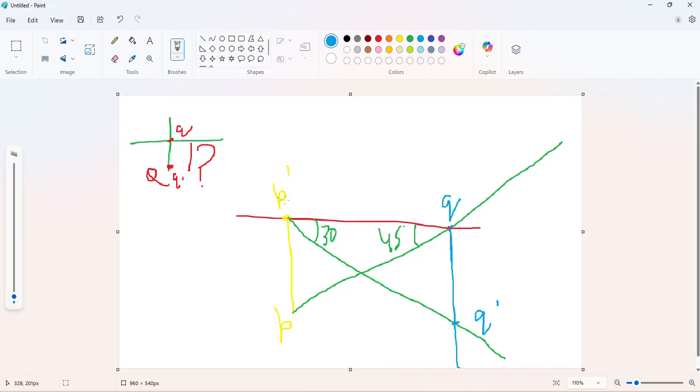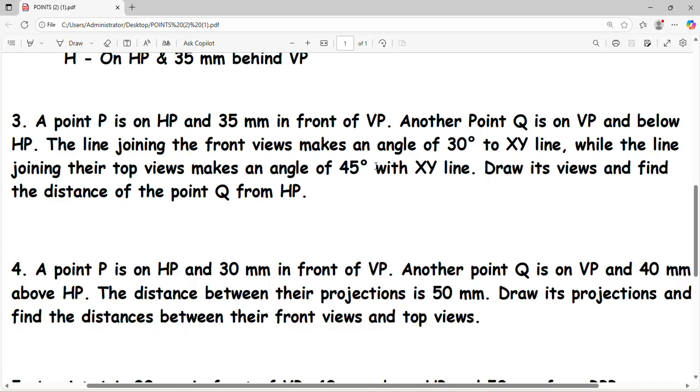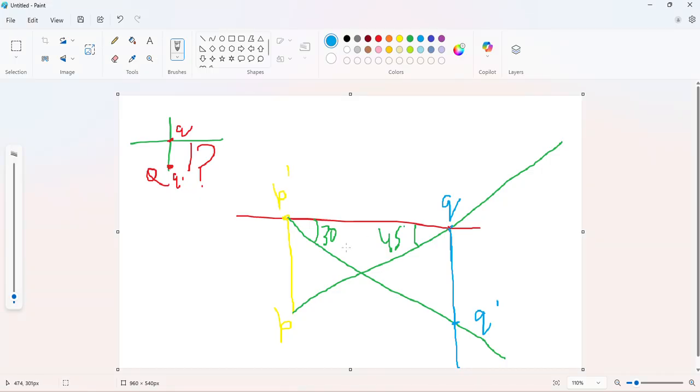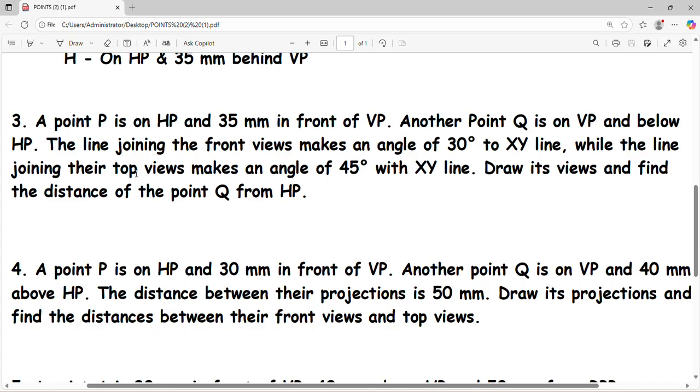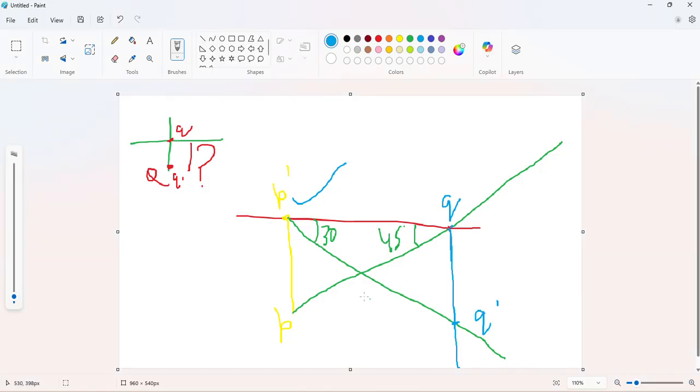Now check this thing. The front view of point P and the front view of point Q makes an angle of 30 degrees with the XY line, and it is the same thing which is given in the question. The line joining the front views makes an angle of 30 degrees. So this line is correct. And about the line joining their top views, it makes an angle of 45 degrees with the XY line. Here this is the top view of point P and this is the top view of point Q, and this line which is joining these 2 points makes an angle of 45 degrees. So again this condition is right.